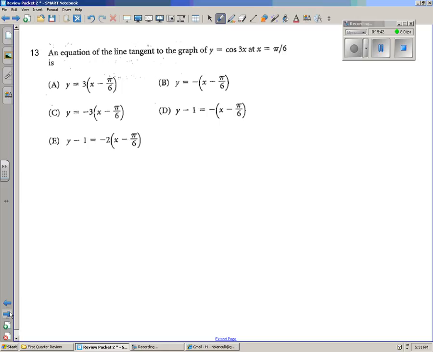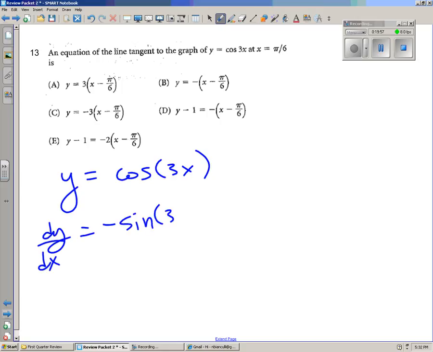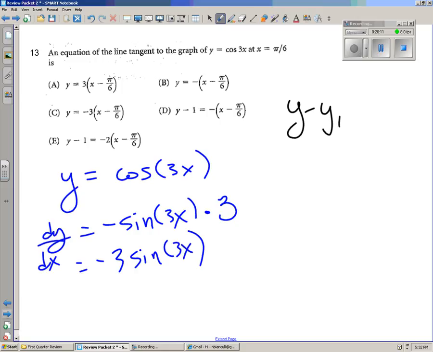All right, number 13, an equation of the line tangent to the graph of y equals cos 3x at pi over 6 is the following. So we have y as cos of 3x. We have to take the derivative. Derivative of cosine of stuff is negative sine of stuff times the derivative of 3x, which is 3. So we get the derivative to be negative 3 sine of 3x. Now we need to evaluate this derivative at pi over 6. Well, before we even do that, we want the equation of the tangent line. So y minus y1 is m times x minus x1. We have to fill in what we know. So we know pi over 6 is x.